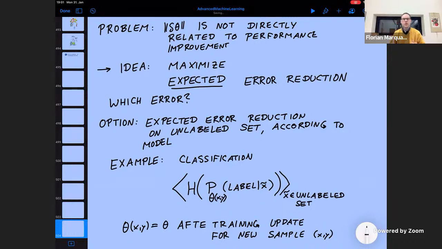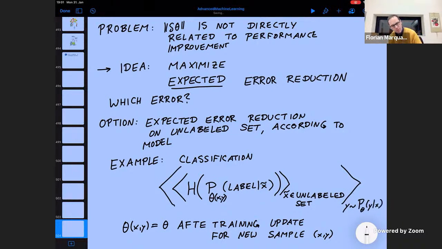Now, there comes the old question again. I do not know the Y. I do not know the true label. So what I have to do here is average again over all possible values of this new label according to my model, because that's the only thing I have. So there's another average out here. So, okay, this is getting out of hand. So Y is distributed according to my model.